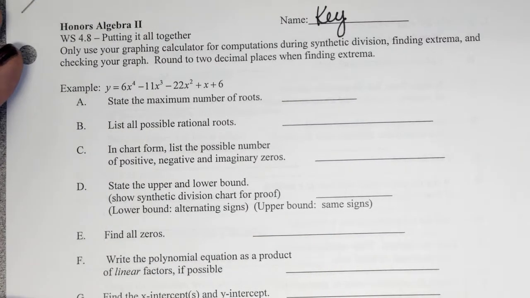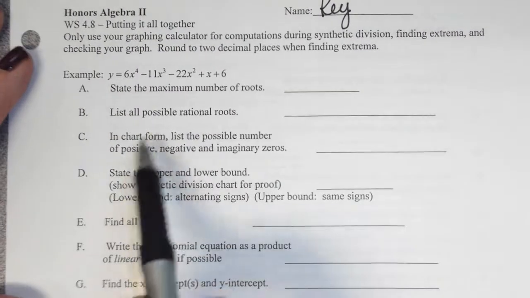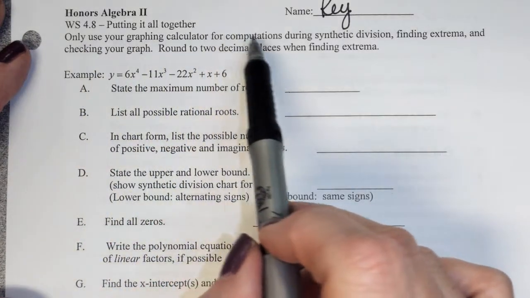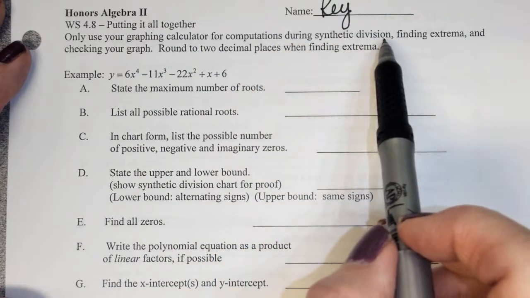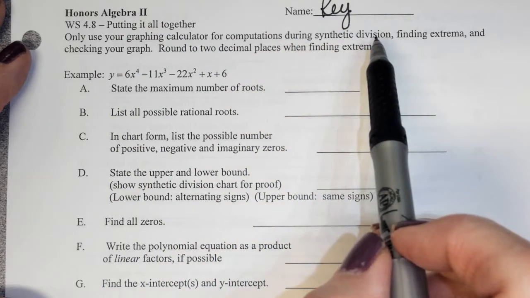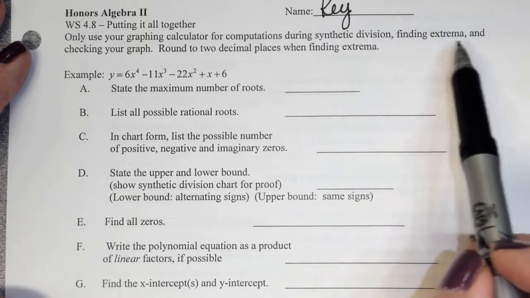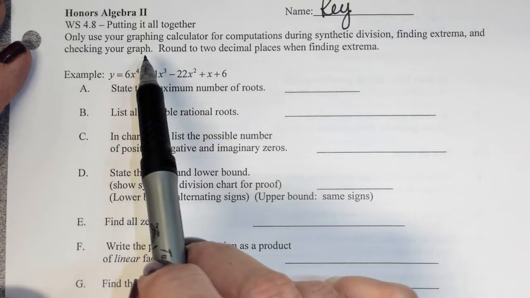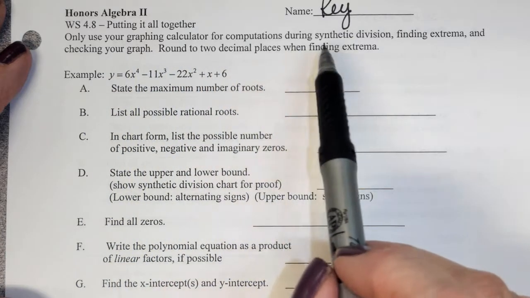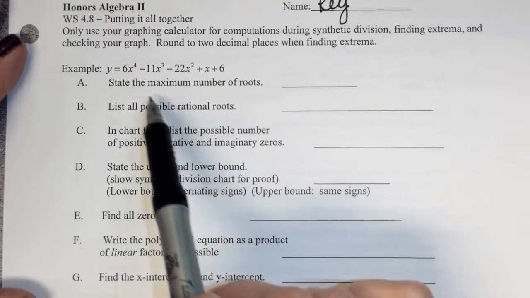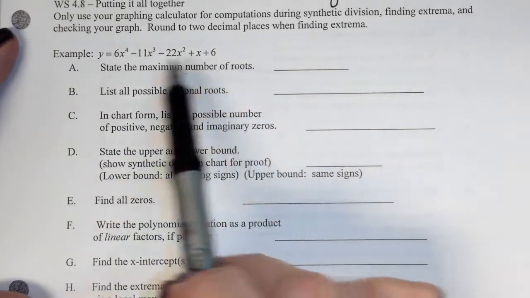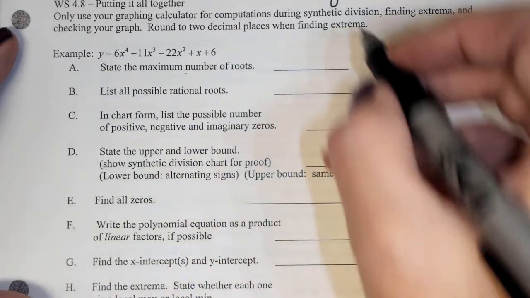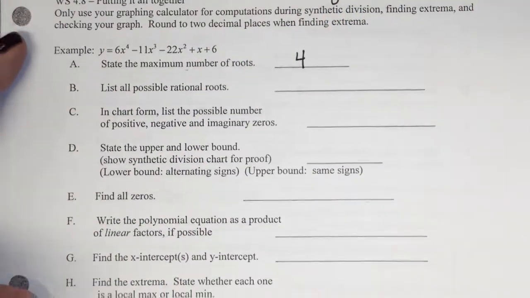Okay. So first of all, we're going to be reading the directions. Only use your graphing calculator for computations during the synthetic division. So if our numbers get huge and we need to grab the calculator, fine. Finding extrema, we have to use it for that. And checking your graph. We're going to round to 2 decimal places when finding extrema. All right, state the maximum number of roots. That's where we look at our degree. What's our degree? 4. That's our maximum number of roots.